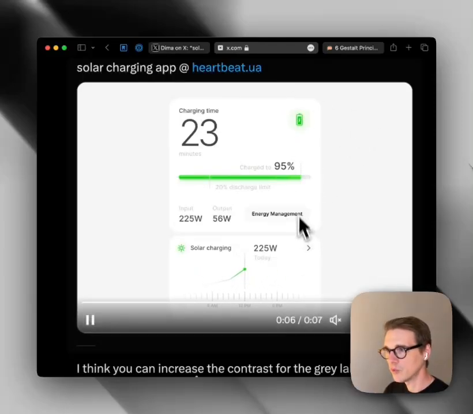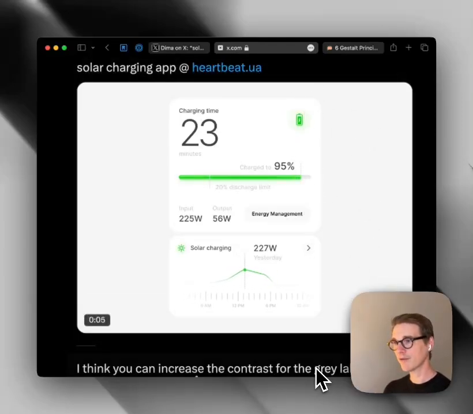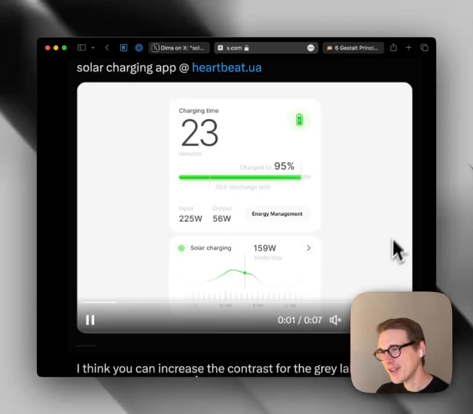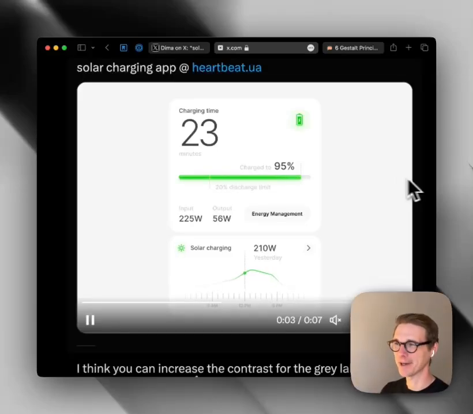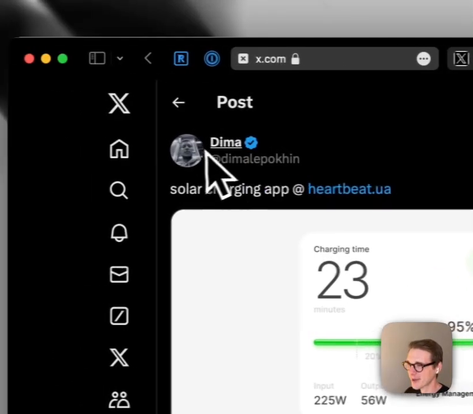So yeah, really, really interesting concept. I really love how eco he made solar. It feels like I'm looking at a young plant growing. So really cool stuff by Dima.